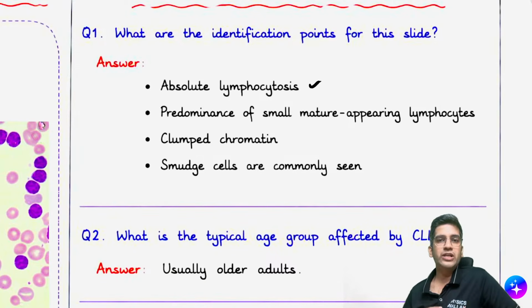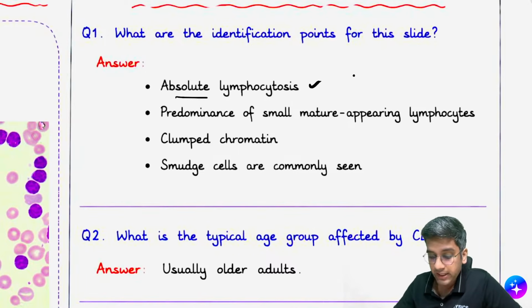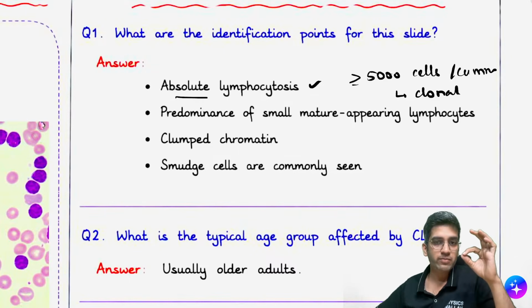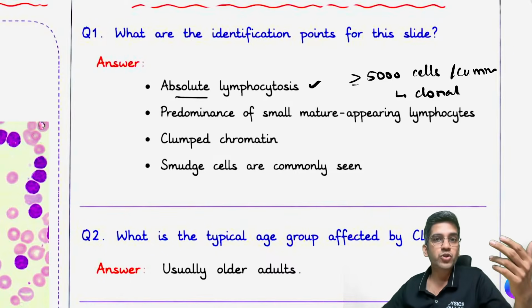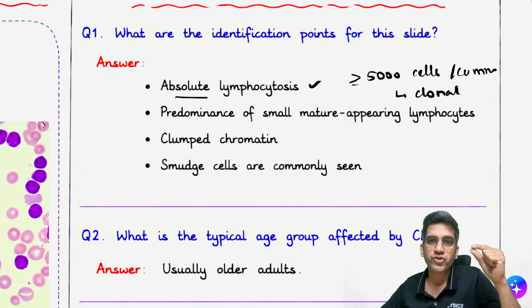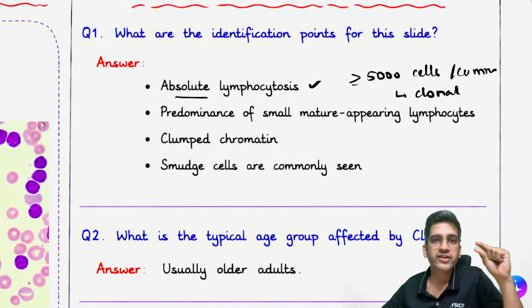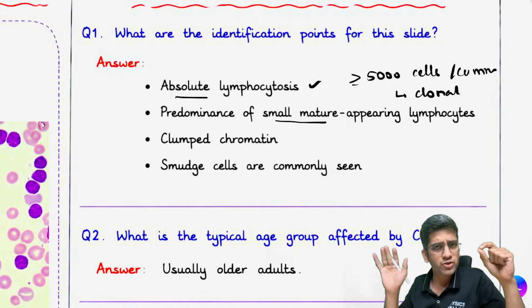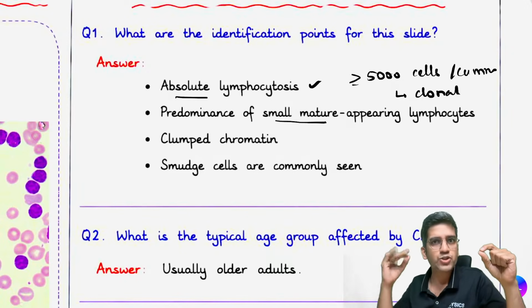So we have absolute lymphocytosis. This is the word I'm looking for. If you have more than or equal to 5,000 cells per cubic millimeter, and these 5,000 cells should be clonal, which means they have to have the same CD markers. Because a viral infection also sometimes might have more than 5,000. Absolute monoclonal lymphocytosis is very important for me to identify it's a CLL. That's one. And predominance of small mature lymphocytes. It should be small. It should be mature lymphocytes. That should be more, right?